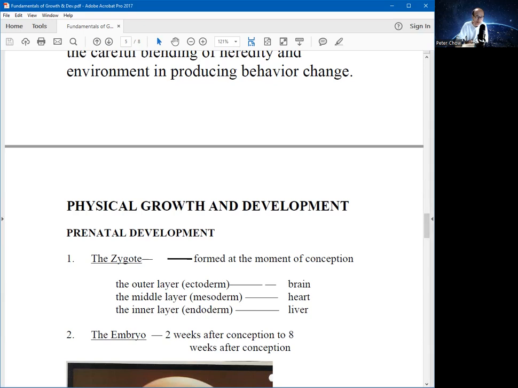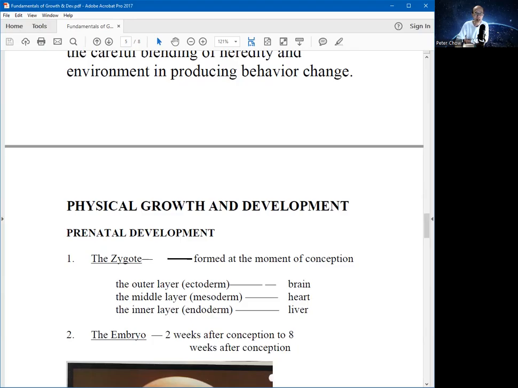All right. So let's take a look at the zygote. If the zygote remains in the uterus and the uterine environment remains healthy, the zygote will begin to differentiate into three parts. The outer layer, called the ectoderm, will form the brain. The middle layer, called the mesoderm, will form the heart. The inner layer, the endoderm, will form the liver. So the zygote is very small.